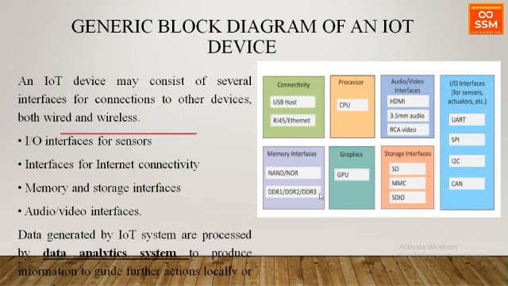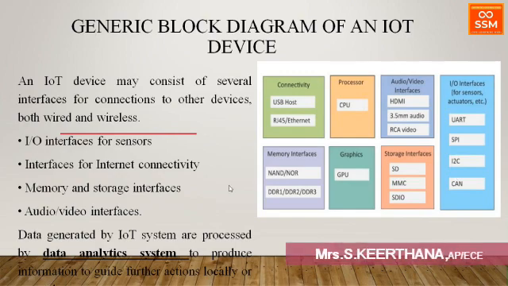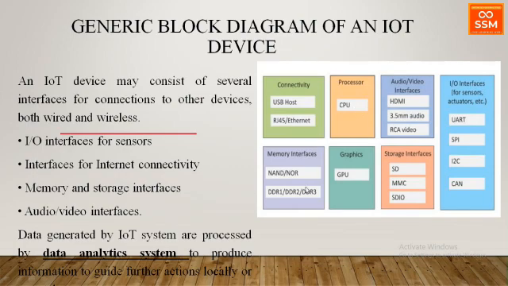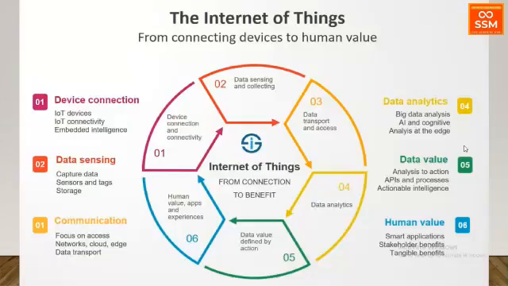An IoT device should have a few blocks. First, connectivity: you need to connect through a USB or Ethernet cable to an external network. You need to store the data, so you need a processor and memory. For graphic processing, you need a graphics processing unit. For storage, you can have memory and audio-video interfaces. It also has certain serial and parallel communication protocols for communicating with other devices.